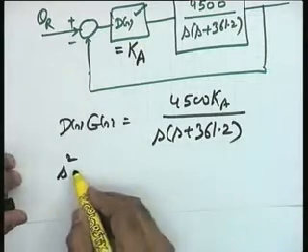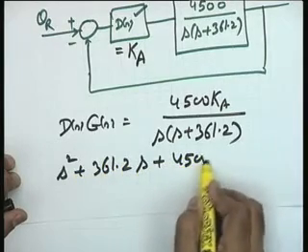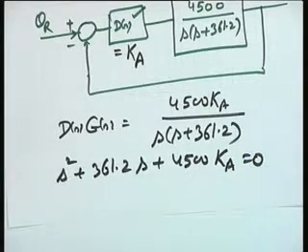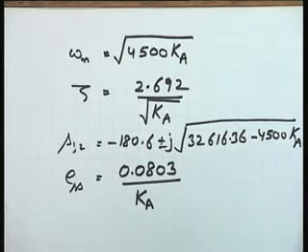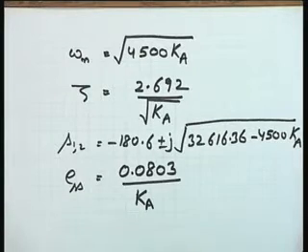Okay. You can just see s squared plus 361.2 s plus 4500 Ka equal to 0 is the characteristic equation, and this is a function of Ka only. Now, look at these terms. You are very well equipped to make these calculations. From the characteristic equation given to you, I get these values of different parameters. You can just take down these values and satisfy yourself that they are correct just by applying the basic relations we have discussed so many times.